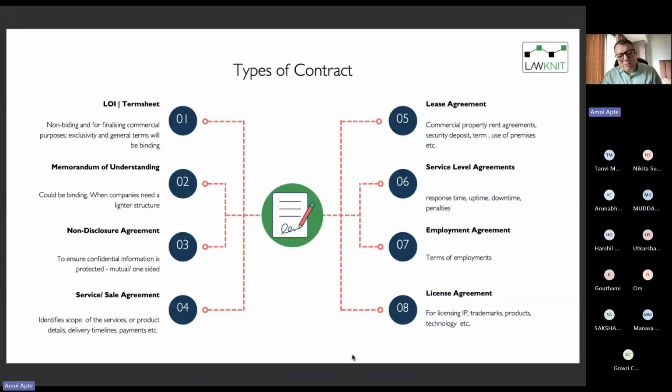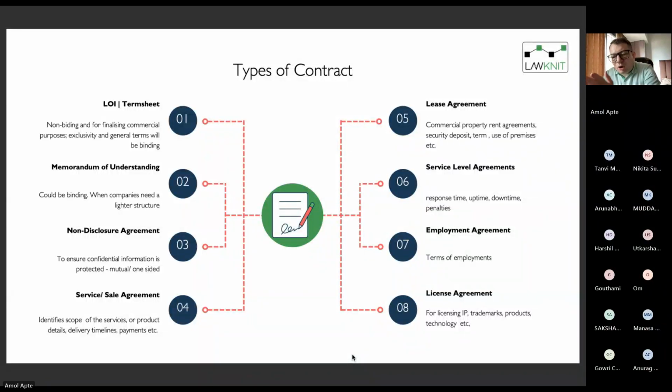The third type of agreement which you commonly come across is either the service agreements or sale agreements, which are typically identifying the scopes of service or the products that you are going to sell, deliver to the parties, the warranties around it, the timelines, the payment structures, etc. Those are the most common contracts that you will come across, which are service and sales agreements.